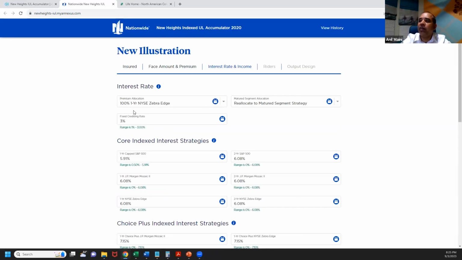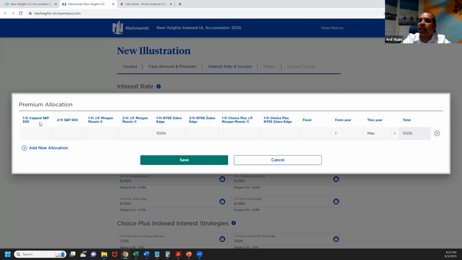Now, next, here are the indexes. So premium allocation: you click on this box and then you allocate the premium. Here are all the premium allocations available. If you want to give a good illustration, we can choose 2-year point-to-point zebra index and 2-year point-to-point mosaic index. 50% here, 0% here, and 50% here. Okay, so total should be 100%. So 50% we have chosen 2-year point-to-point JP Morgan mosaic, and 50% 2-year NYSE. Okay, we save this.